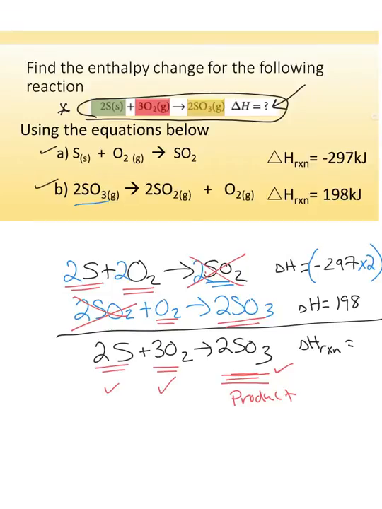Alright, so now all I need to do to get the overall delta H is add the individual delta H's. So minus 297 times 2 is minus 594, plus 198 is minus 396. Okay, I hope I did that right. So this is the delta H for the overall reaction. Alright, that's our final answer.